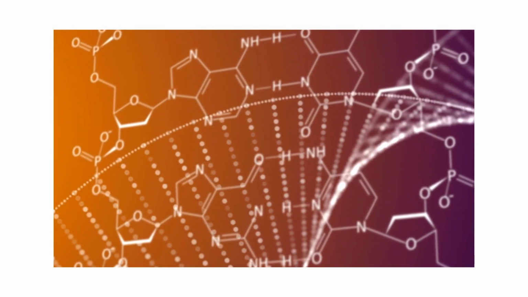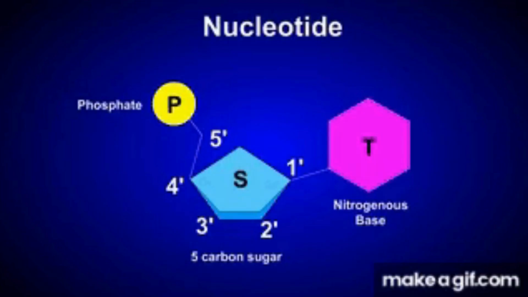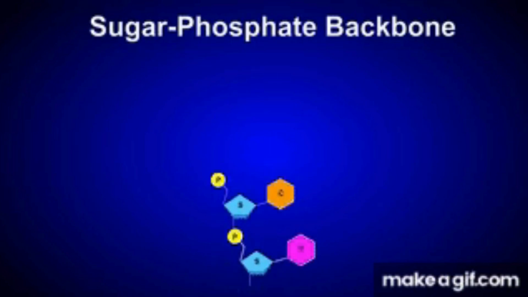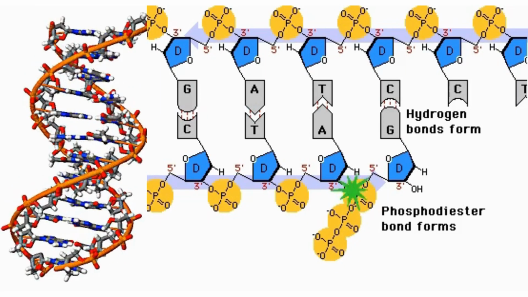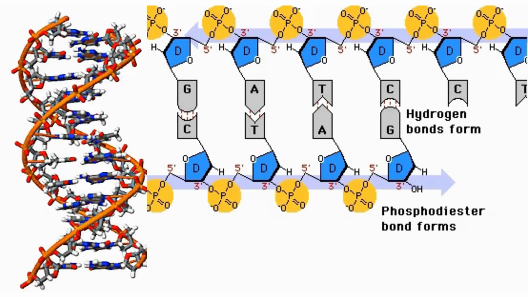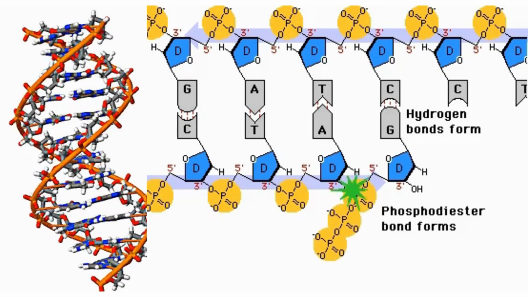A long chain of nucleotides makes up a DNA. It consists of a 5-carbon sugar deoxyribose attached to a phosphate group and a nitrogenous base. In DNA, the nitrogenous base adenine (A) pairs with thymine (T), while cytosine (C) pairs with guanine (G), forming a hydrogen bond.